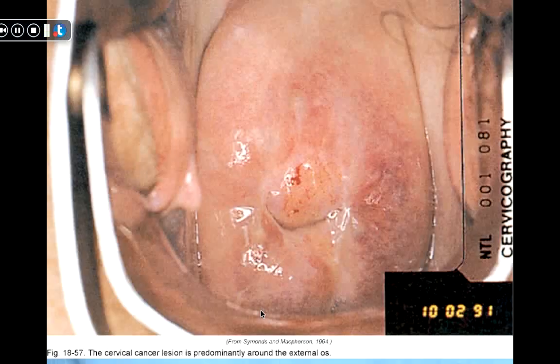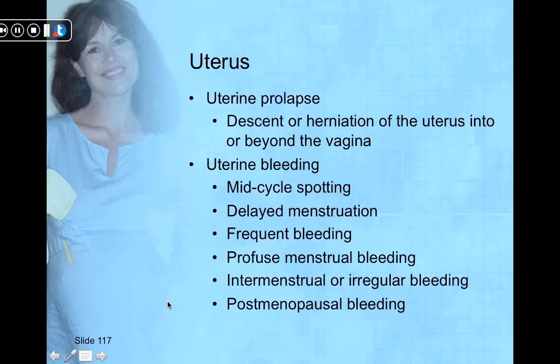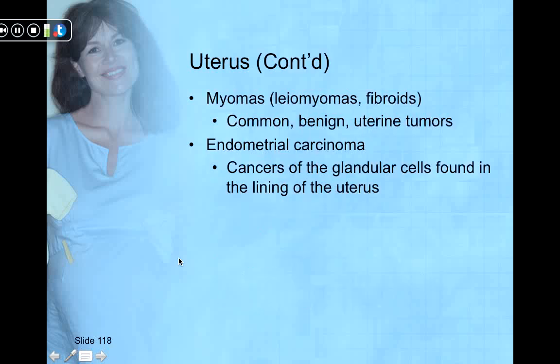Cervix, cervical cancer. There are two types of cancer, and they're both named for the cells from which they arise: squamous cell carcinoma and adenocarcinoma. And this is a cervical cancer lesion that's primarily around the external os area. And if we could catch cervical cancer with our naked eye, we wouldn't have to do Pap tests. So, again, the importance of the Pap test in screening.